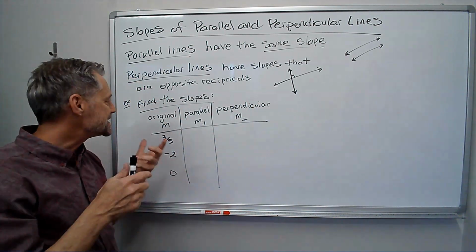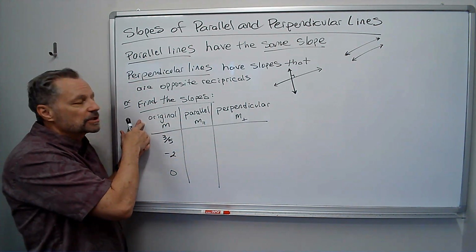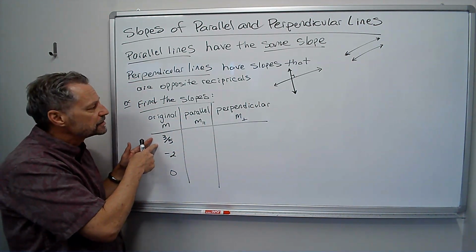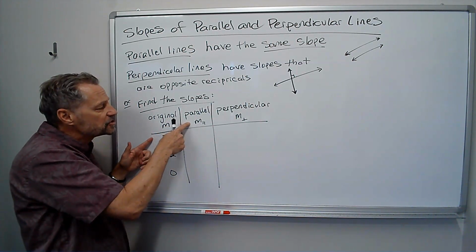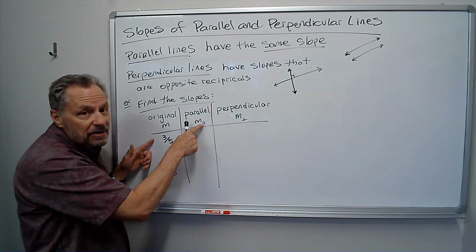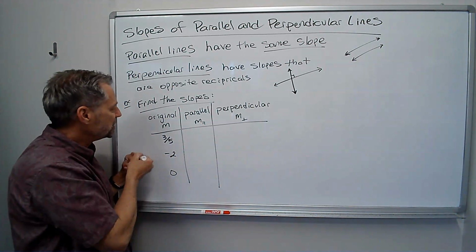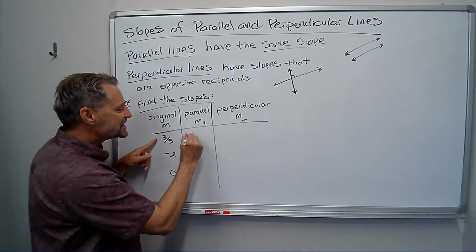So here's the idea. Say I've got an original line, and my slope is 3/5. For the parallel slope, we put little parallel lines next to it to say this is the slope parallel. Well, if they're parallel, they have the exact same slope.